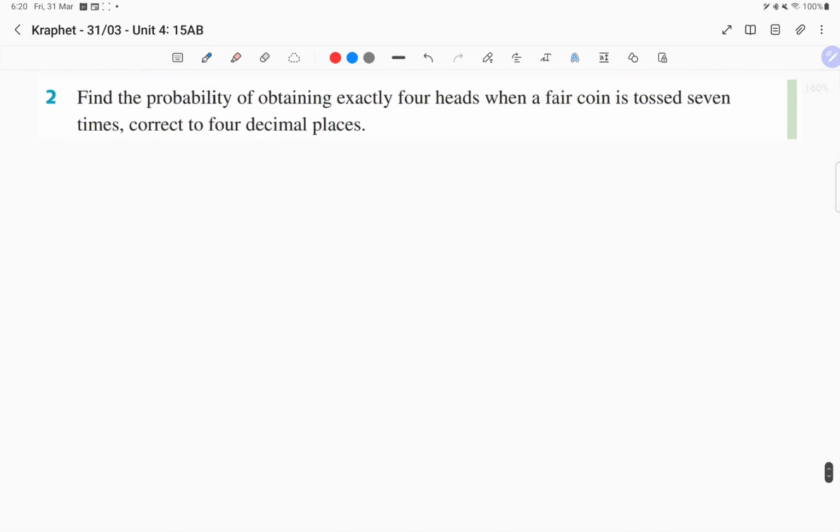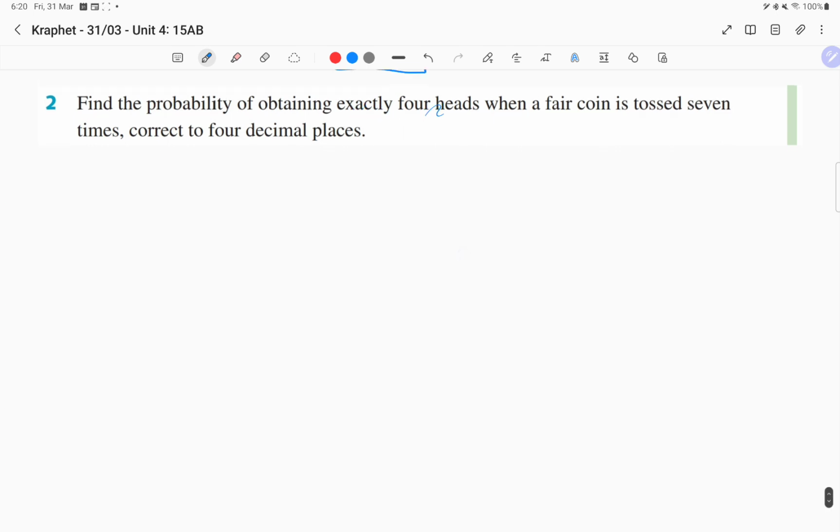Okay, so I'll walk through this one, and then you can try out the next few questions. So it looks something like this. Similarly, exactly 4 heads, right? Fair coin, toss 7 times. X is equal to 4, yes, just list down the things.